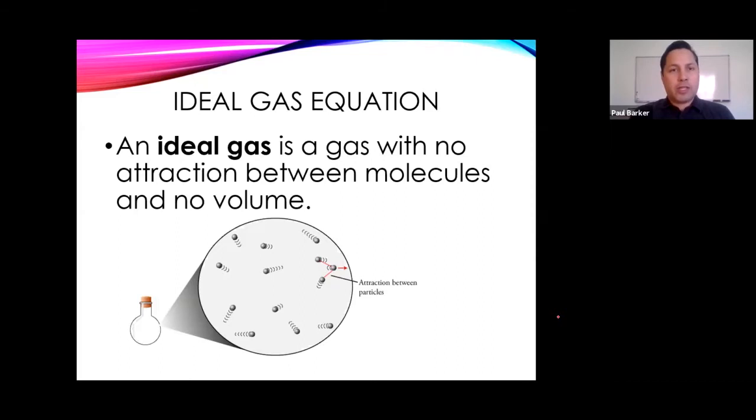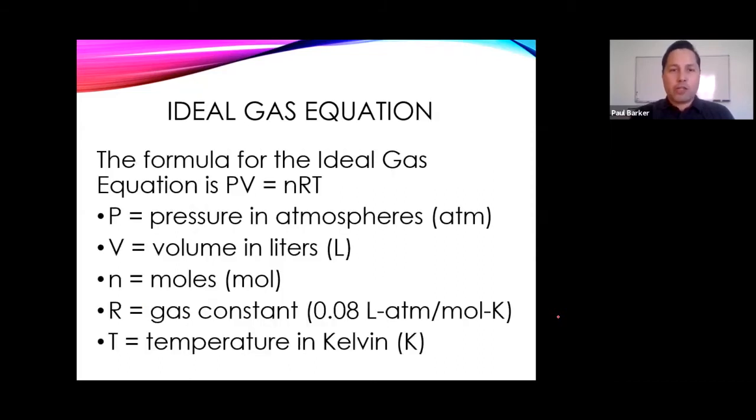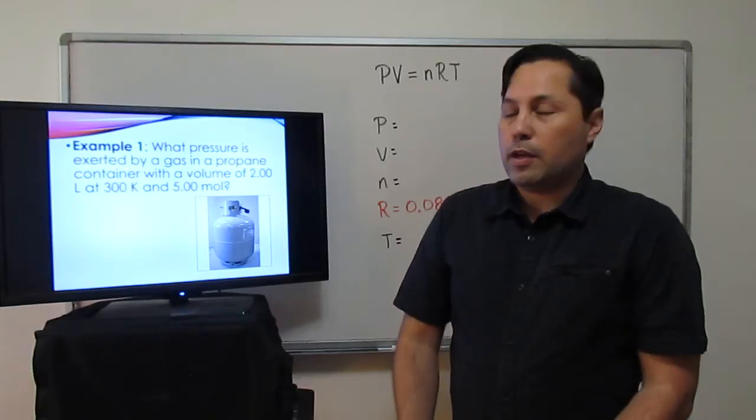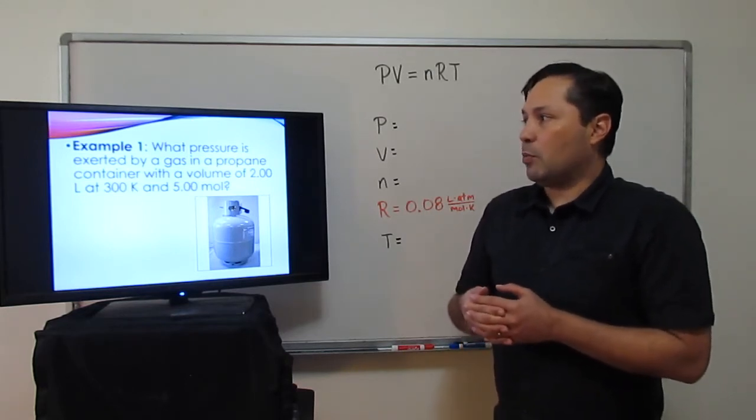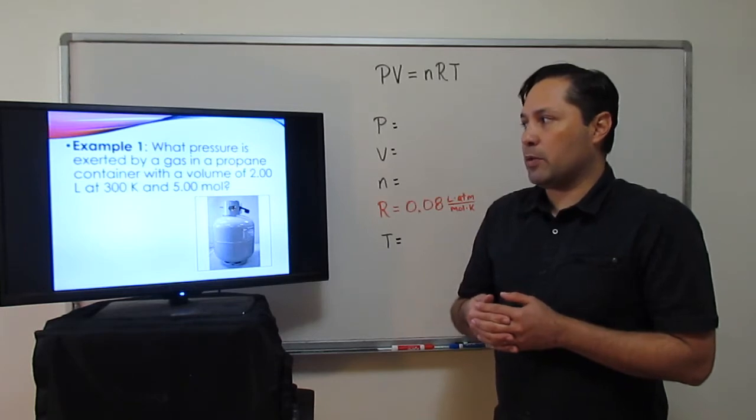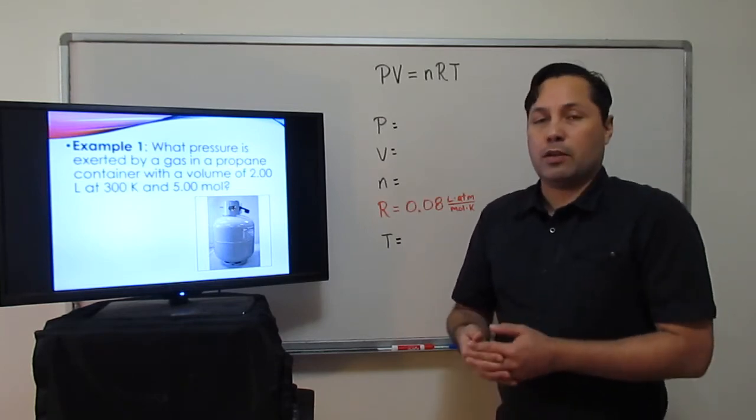Now that we've discussed the ideal gas, let's talk about the ideal gas equation. The formula is PV equals nRT, where P is pressure measured in atmospheres, ATMs, V is volume measured in liters, n is moles, R is a constant, which is 0.082. We're just going to round it off to 0.08 liters times atmospheres over moles times Kelvin. And finally, T is temperature measured in Kelvin. In example 1, we're asked the following question. What pressure is exerted by a gas in a propane container with a volume of 2 liters at 300 Kelvin and 5 moles of gas inside of the container?